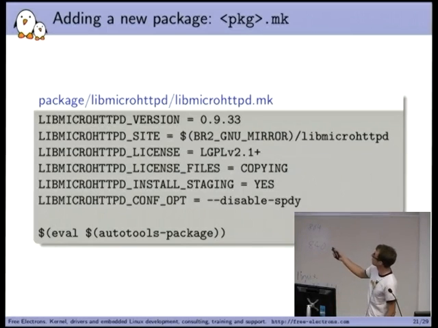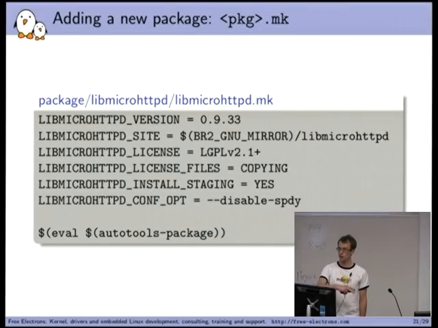So what we have to do here is just give a bunch of variables, values: the version of the component, where it can be downloaded from. We can also give the license. I'm going to get back to that later. We are saying that it should be installed to staging. This means that it's going to be installed both in the target and in the sysroot of the toolchain because it's a library. So if we want the cross-compiler to see that library for upcoming compilations, then we need to tell that. And then we can pass configuration options to the configure script.